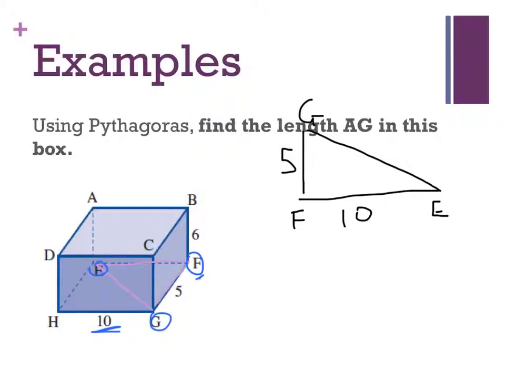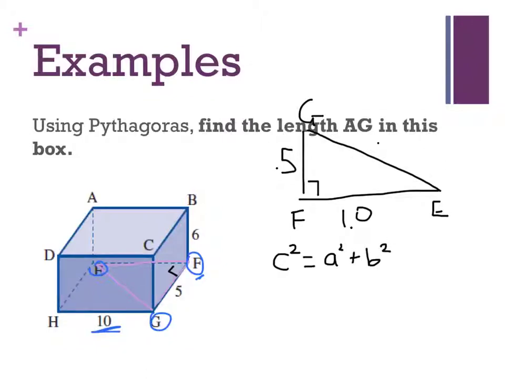G to F is 5. I've put that in there. I'm after G to E. Now, if my right angle is in here, I know there's a right angle in here because it's a rectangle. That must mean that these are my two short sides and this side's my long side. So following Pythagoras' theorem, c squared equals a squared plus b squared.